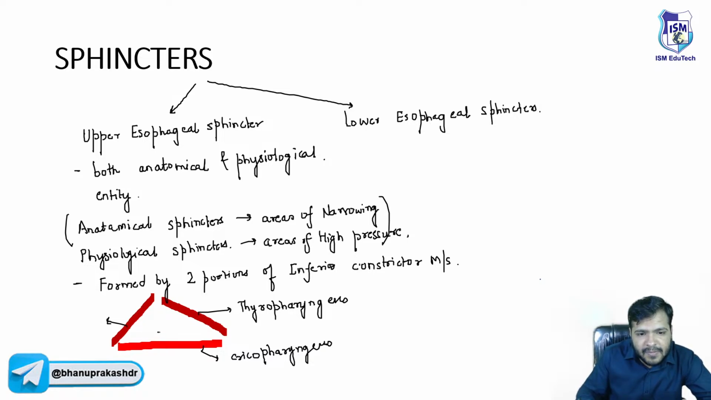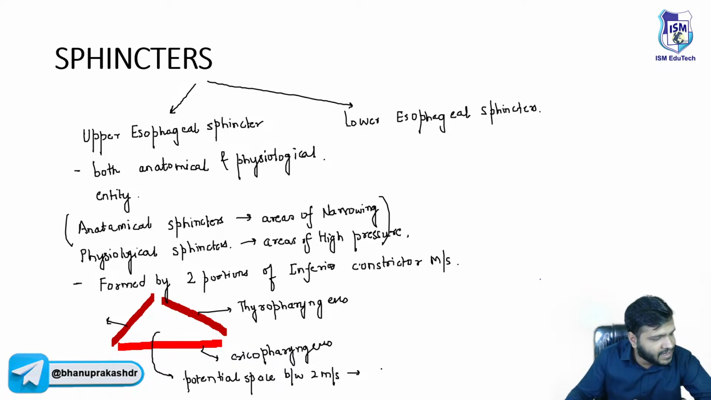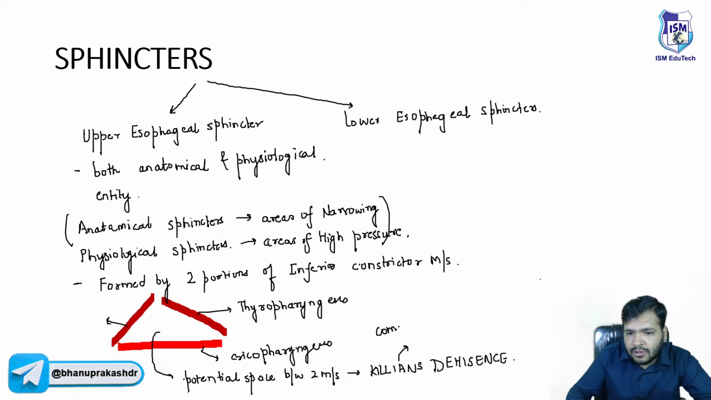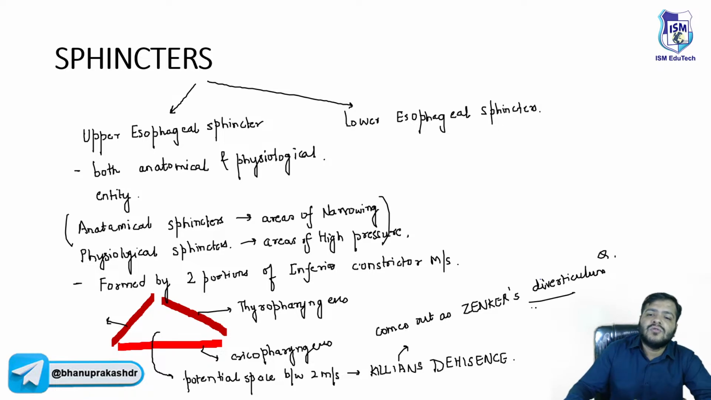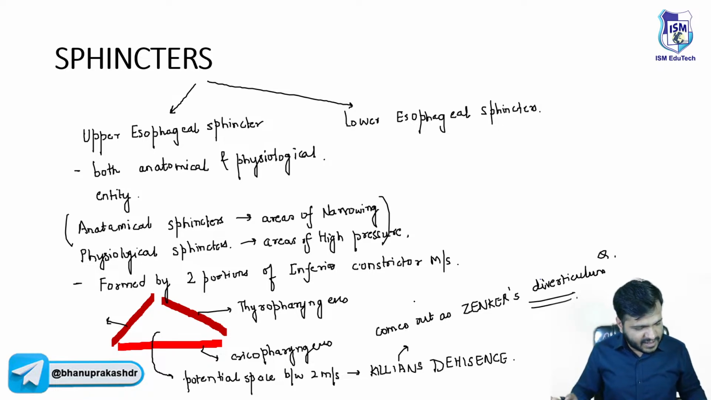And remember, the potential space between these two muscles is called Killian's dehiscence. Again, a clinical correlation: it comes out as Zenker's diverticulum. This is again an important question. We will discuss this a bit later, but you should know it.